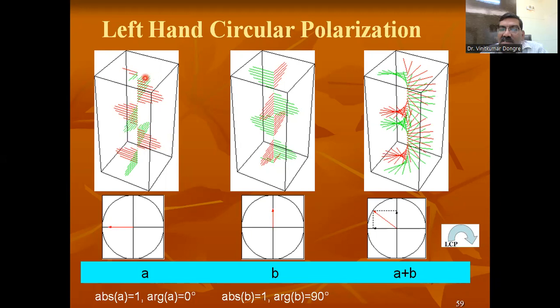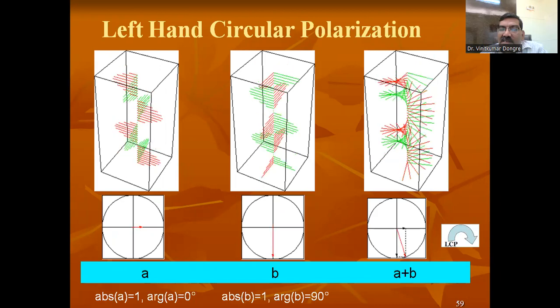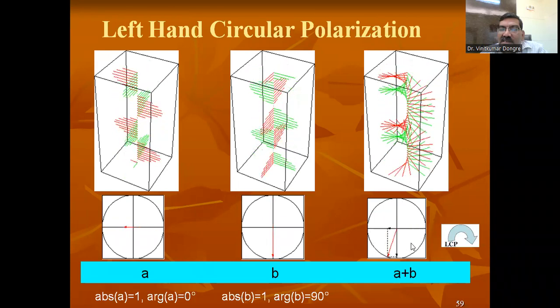It combines this and this both, and this is what is rotating, because your electromagnetic wave never goes in a planar way, so it has some rotation. So that rotation can be seen here. This way you can see this vector is rotating.